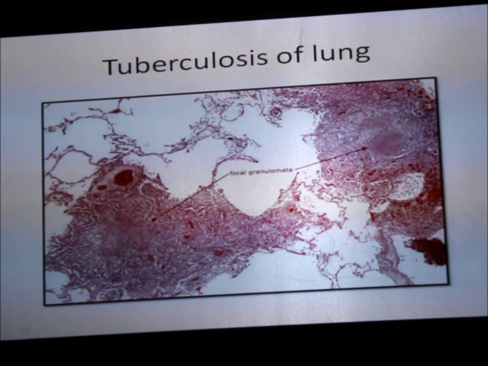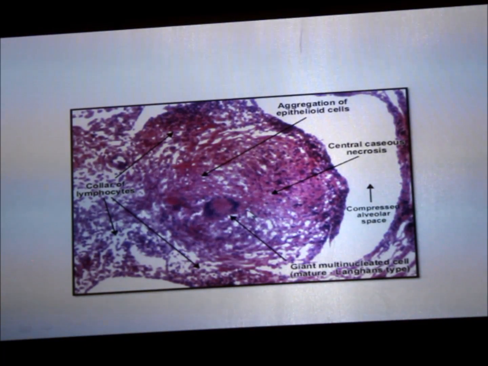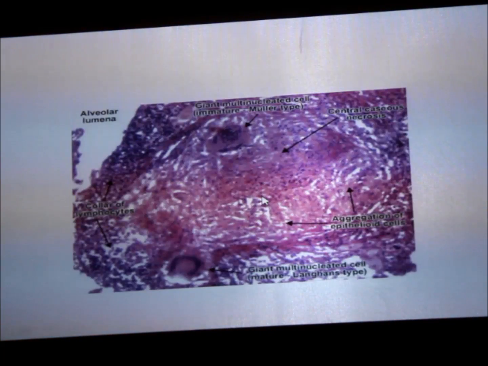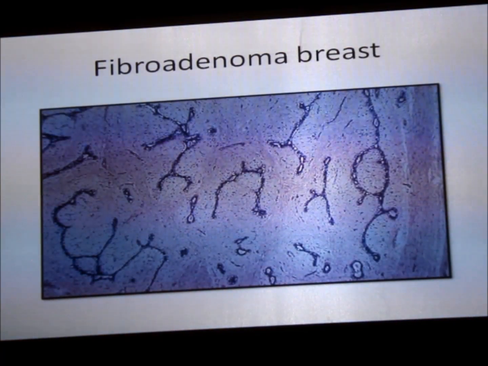Tuberculosis of lung, this is lung tissue. Here you find a granuloma, here is another granuloma. In each granuloma you see a collar of lymphocytes, a collection of epithelial cells, a Langerhans giant cell, and central caseous necrosis. Another granuloma.